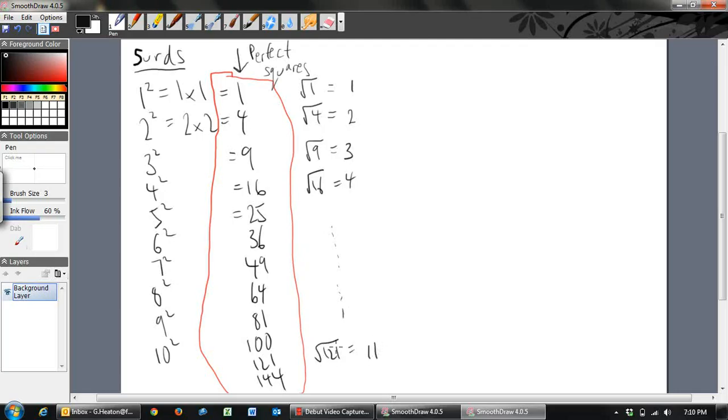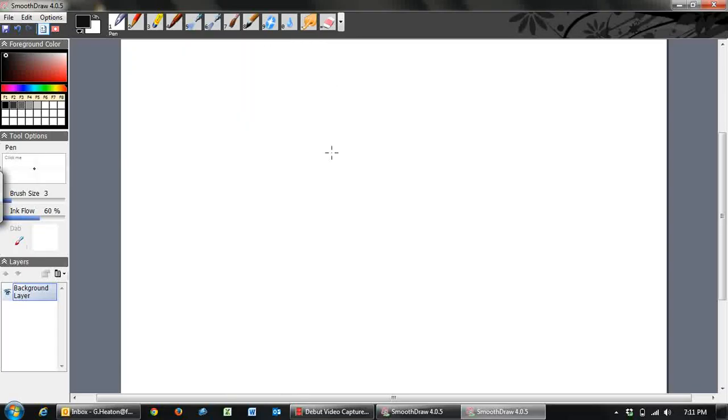The square root down here, the square root of 121 is 11. It's the opposite. Instead of going in that direction, we're now going in the opposite direction. Okay, and so that's what we're talking about with perfect squares and square roots. Hopefully you know that already, but that's just like an introduction to surds.